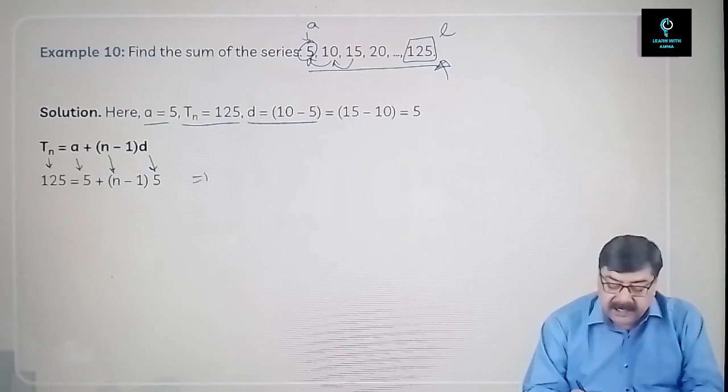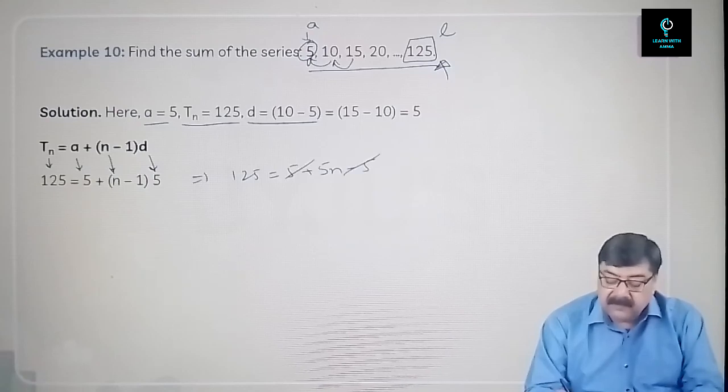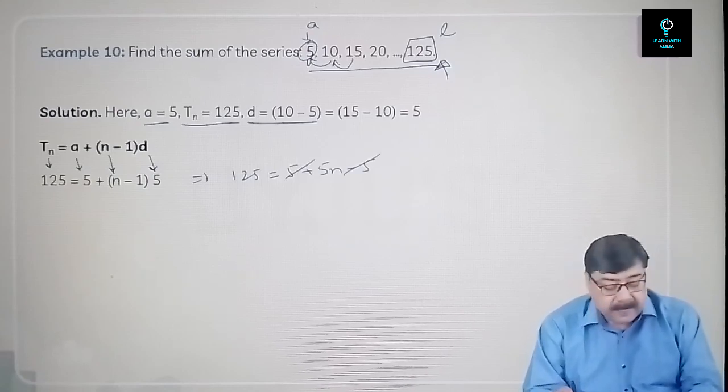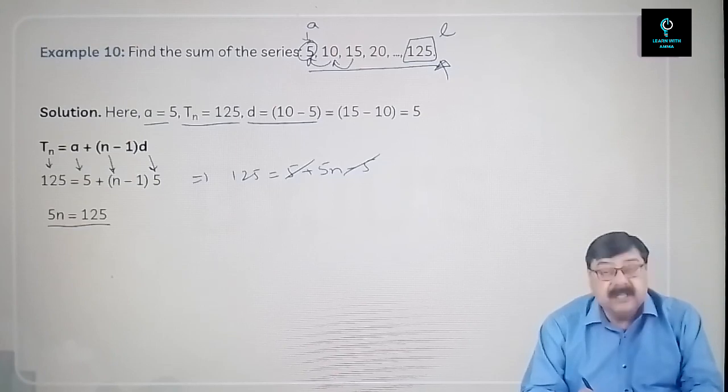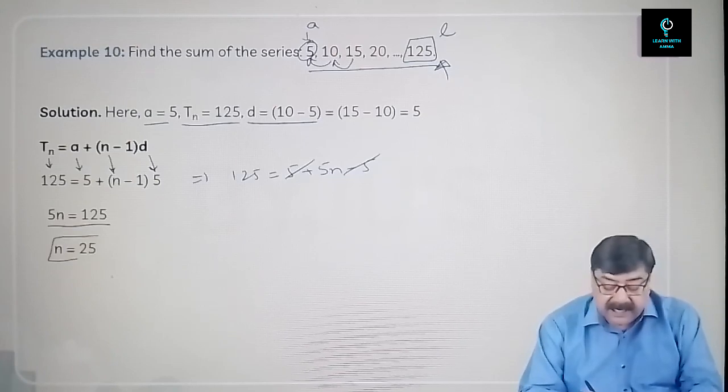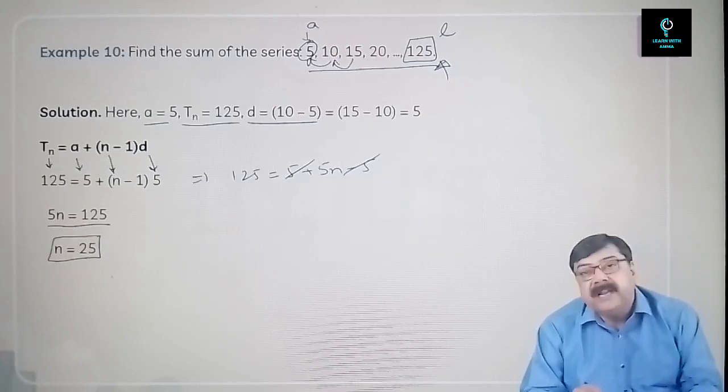So what we get here is 125 equals 5 plus 5n minus 5, wherein minus 5 and plus 5 cancel. So what we get here is 5n equals 125, from which we get the value of n as 25.